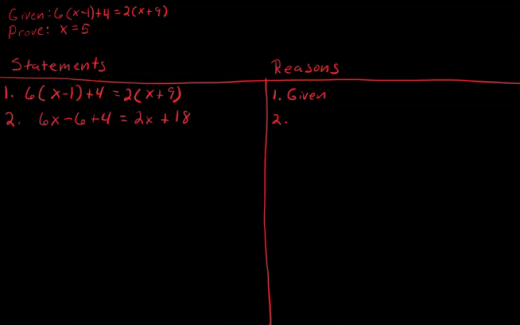What property let us go from the first step to the second step? So what did we do? We distributed on both sides. So this is the distributive property.